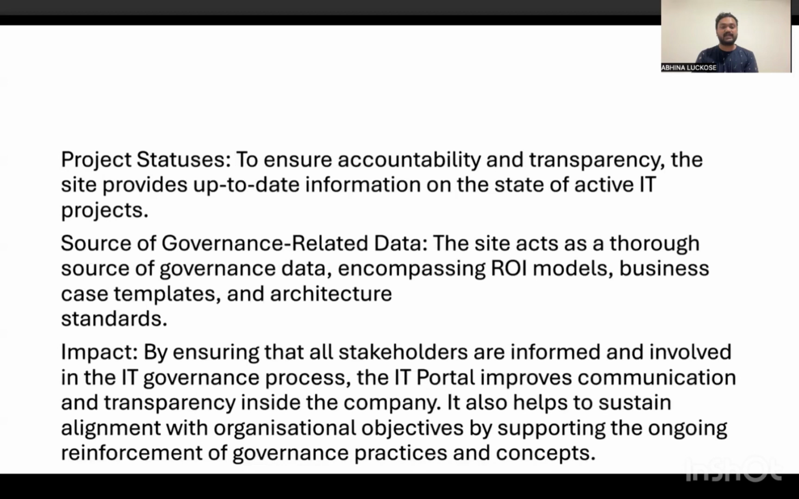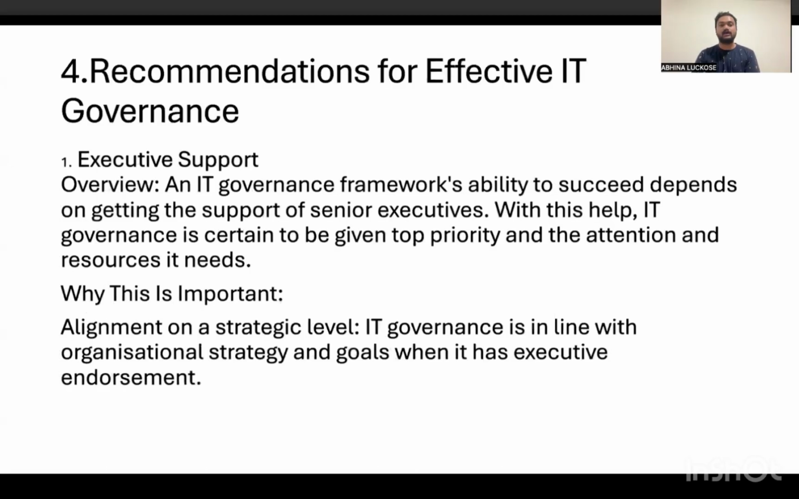The impact is ensuring that all the stakeholders are informed and involved in the IT governance process. The IT portal improves the communication and transparency inside the company. It also sustains alignment with organizational objectives by supporting the ongoing refinement of governance practice and concept. That's all about the topic, and the next topic will be illustrated by my friend Tejas.